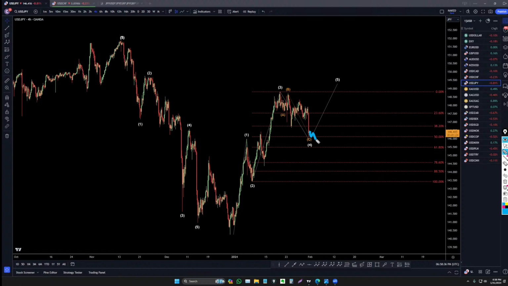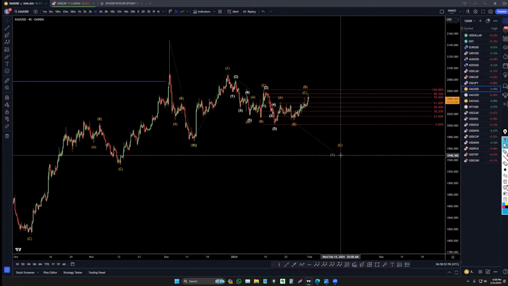Same type of thing, though. I mean, yeah, initially it might even go down, maybe even all the way to the 61.8, but I think the trend is up. I think the trend is going to continue up. And it might not even be a wave five. It could possibly be just a subdivision of a much, much larger uptrend. So, anyways, and gold. Everybody loves gold.